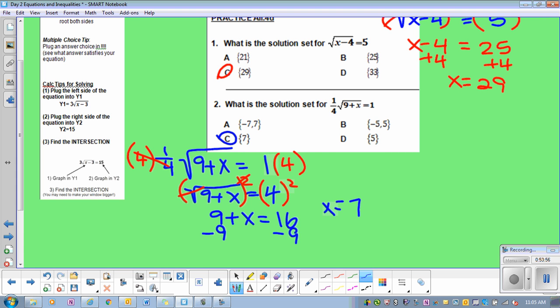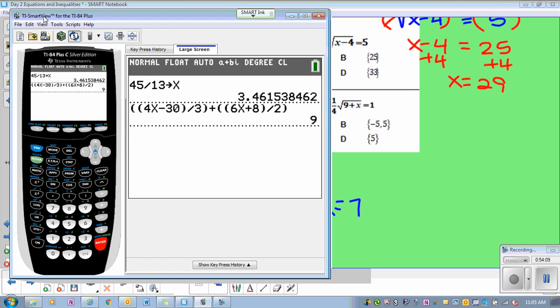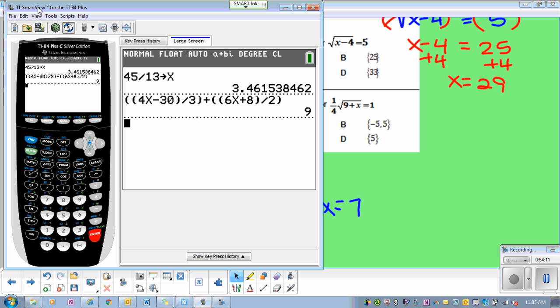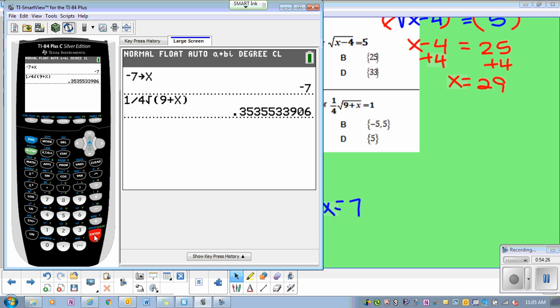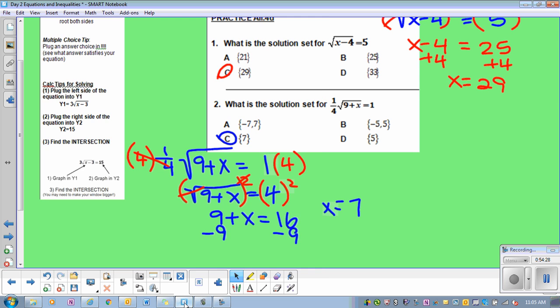There we go. Alright. Don't let it mess you up that there's another one that has a negative 7. If you stored a negative 7 into that, it wouldn't work. So if you did negative 7 store for x, and you plug that guy in, 1/4 square root 9 plus x, close that up, hit enter, does it give me 1? No. So that one does not work.